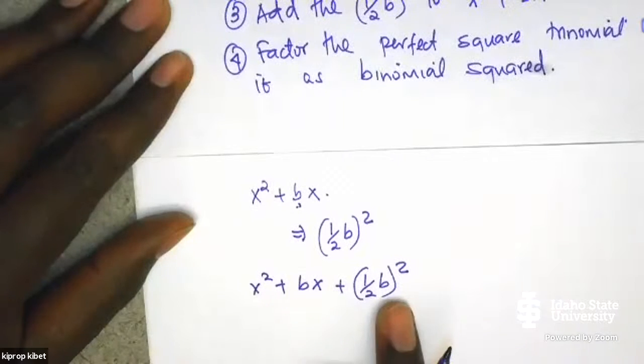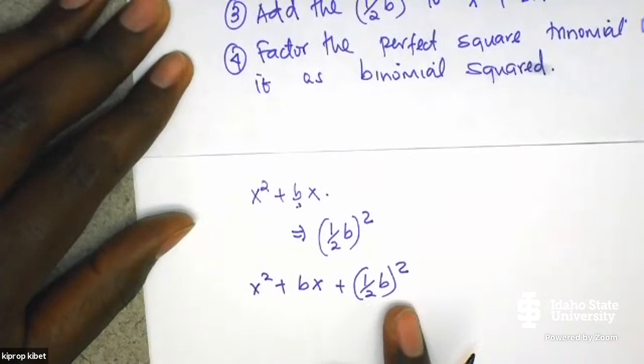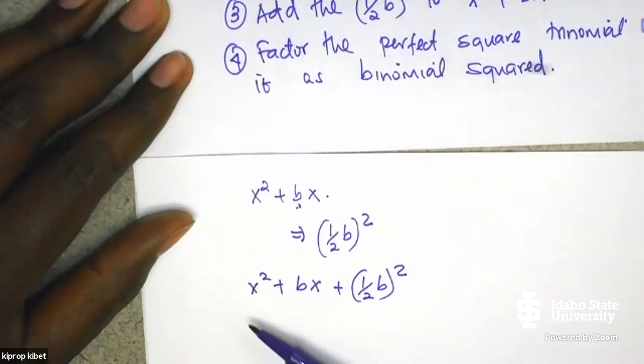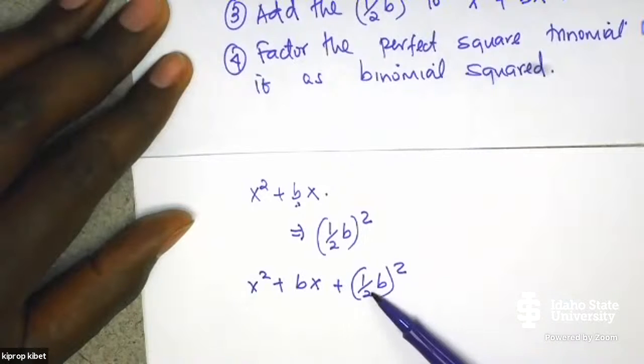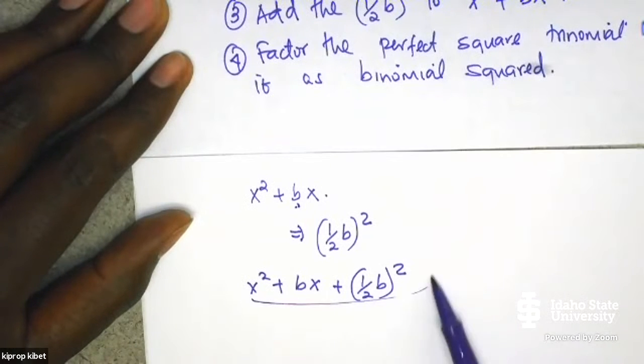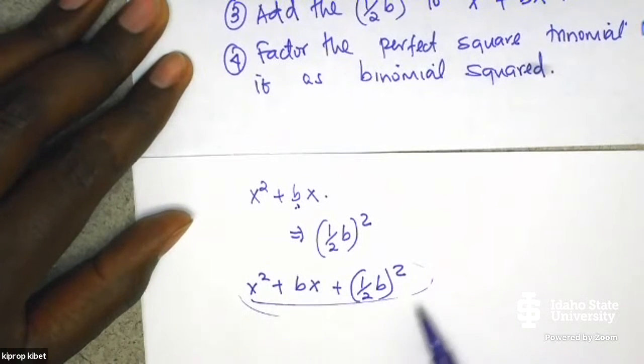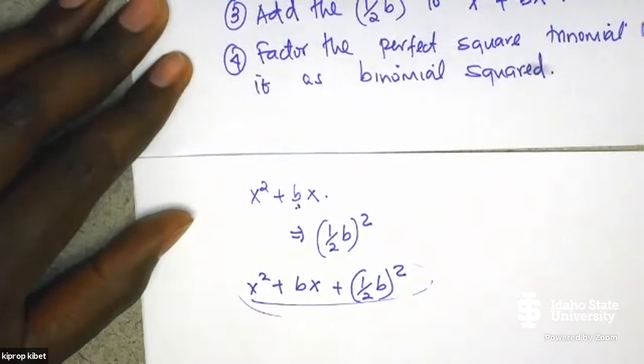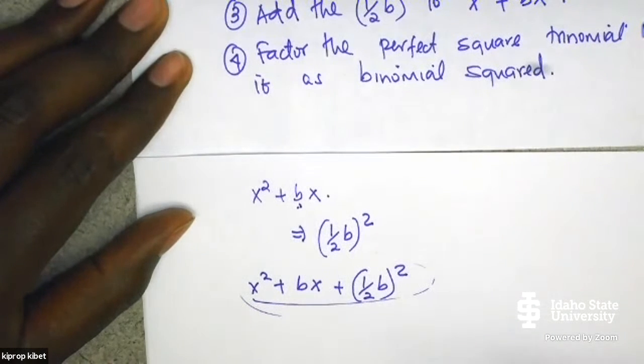So this forms a trinomial. Then, therefore, this and this forms a perfect square. Now, since this one is a trinomial, it forms a perfect square. Therefore, we now factor the perfect square trinomial, writing it as a binomial squared.